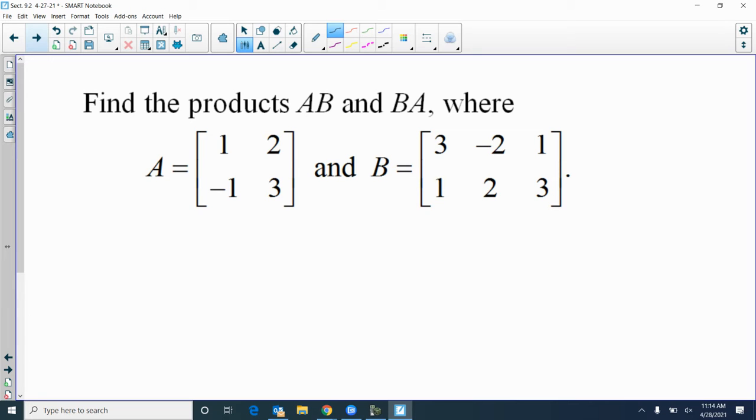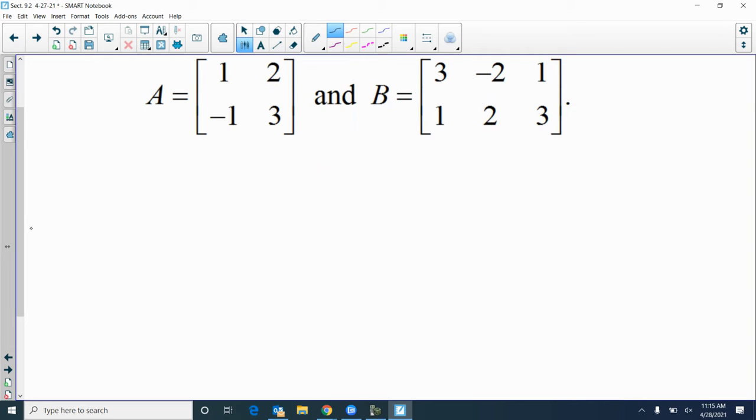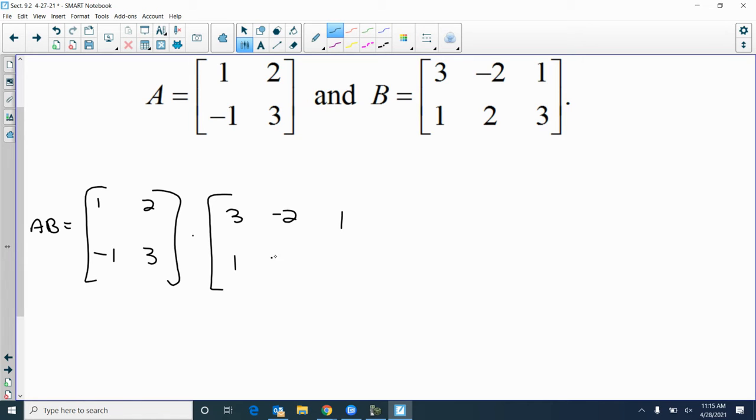Now I'm going to go through the whole 9 yards for the first time. You don't need to write every little thing out. If you want to, that's fine. But I'm going to go through, like I said, the whole thing here. So A times B, that's going to be 1, 2, -1, 3 times 3, -2, 1, 1, 2, 3.